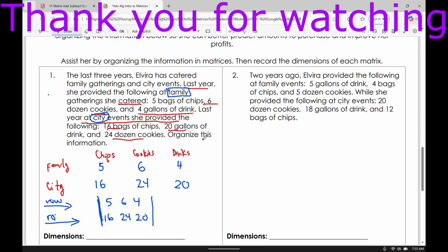I know some of you will make a mistake on this. So how many rows? 2 rows. And then you put the little x here. How many columns? 3. So that's how we set up the matrix.